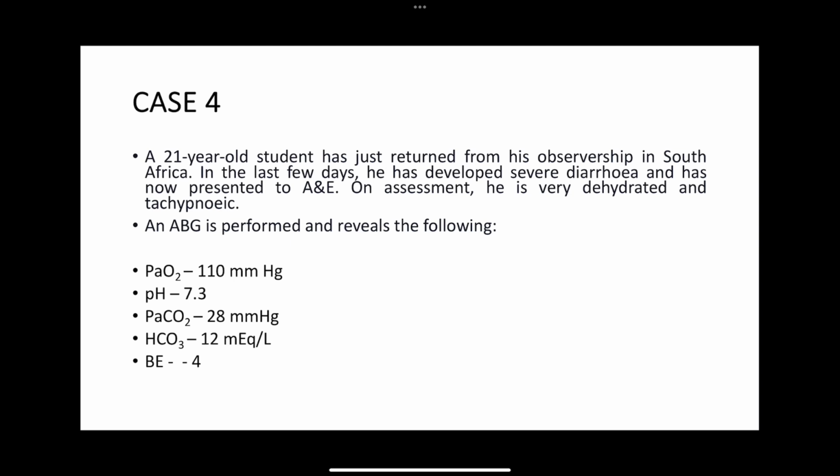In the last few days, he has developed severe diarrhea and has now presented to A&E. On assessment, he is very dehydrated and tachypneic. An ABG is performed and reveals the following: PaO2 110, pH 7.3, PaCO2 28, HCO3 12, and base excess -4.